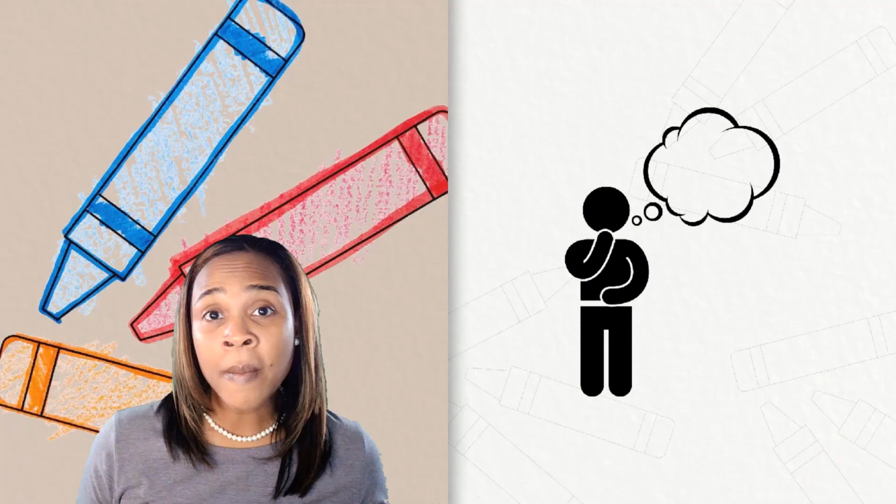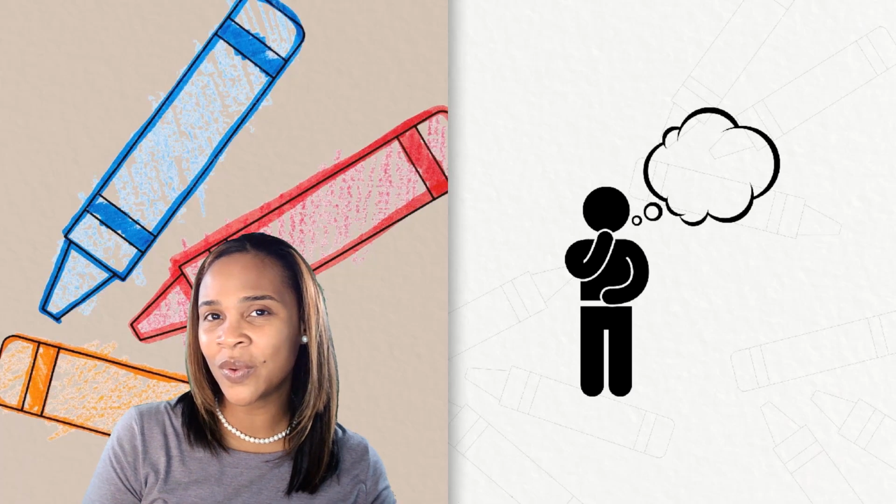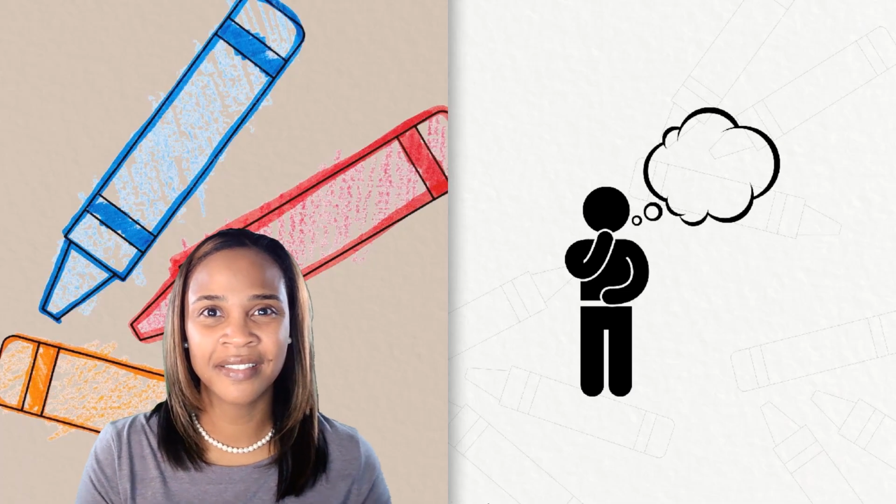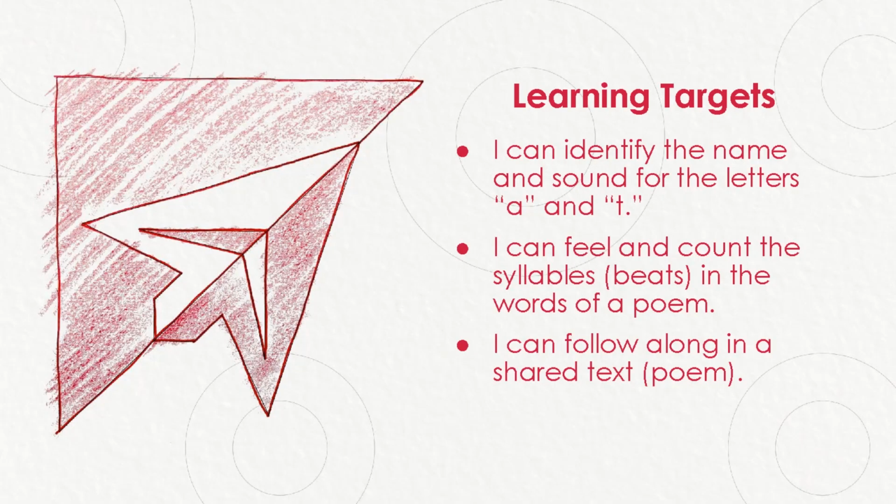Materials. For our materials today, the only thing you will need is your thinking cap. So you are already set. For today's lesson, we have 3 learning targets. Our first learning target says, I can identify the name and sound for the letters A and T. Our second target says, I can feel and count the syllables or the beats in the words of a poem. And our last target says, I can follow along in a shared text or poem. 3 targets today.